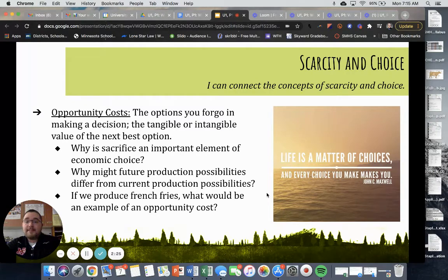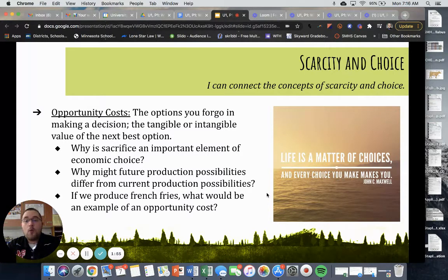We're going to wrap up here by talking about opportunity costs, and we'll have a whole lesson on this in the future, but I just wanted to briefly introduce this. Opportunity costs are the options you forego in making a decision. These are the tangible or intangible values of the next best option. So again, I want you to think about these three questions and respond to them on your cheat sheet. Why is sacrifice an important element of economic choice? So AKA, why is giving something up important in making choices?